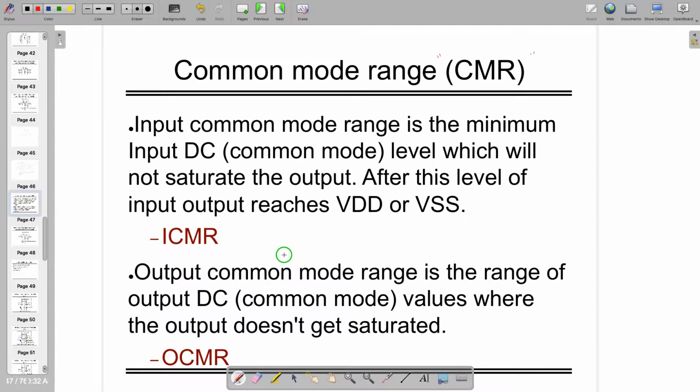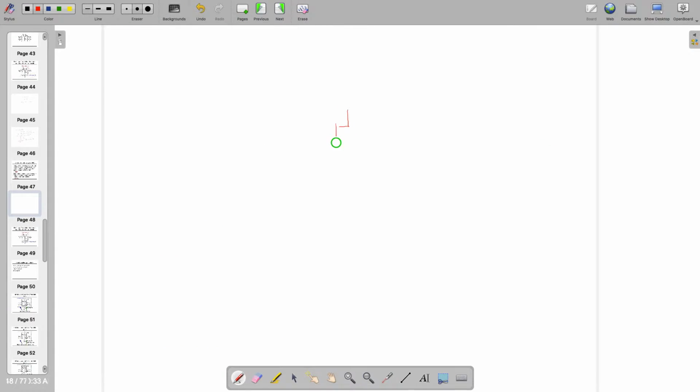At any input you can apply an input common mode range. The ICMR is the minimum input DC or common mode level which will not saturate the output, before the input common mode reaches VDD or VSS. That's what we are calling ICMR. Look at this, the minimum. If you remember, if this is a transistor, here it's actually V on plus VTH, and this side VTH will be down and this will be V on.